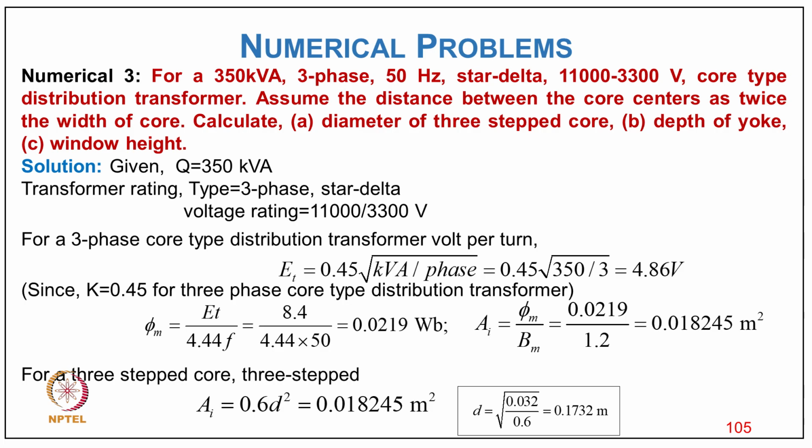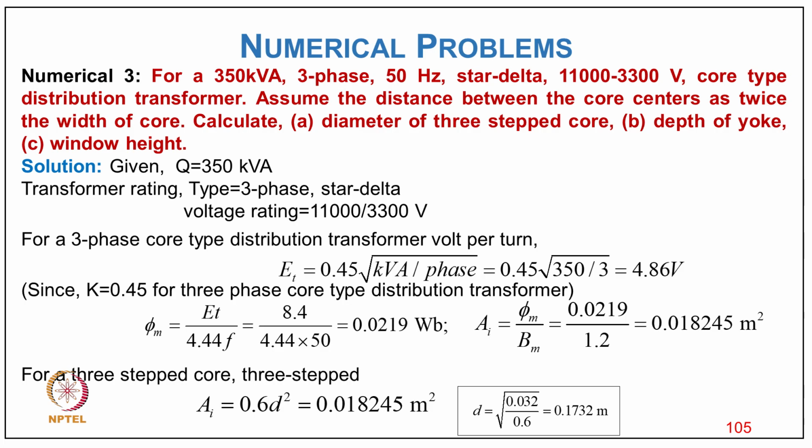So for 3-phase core type of transformer, Et equal to K under root kVA per phase. That comes 4.86 volt, and K is 0.45 for 3-phase core distribution transformer, and phi equal to Et upon 4.44 f. So it comes 0.0219 Weber, and Ai comes phi m upon Bm. So putting the value, it comes 0.018245 meter square. So for 3-step core, Ai equal to 0.6 d square. So putting the value, it comes 0.018245 meter square, and d from this you can calculate from the relation.